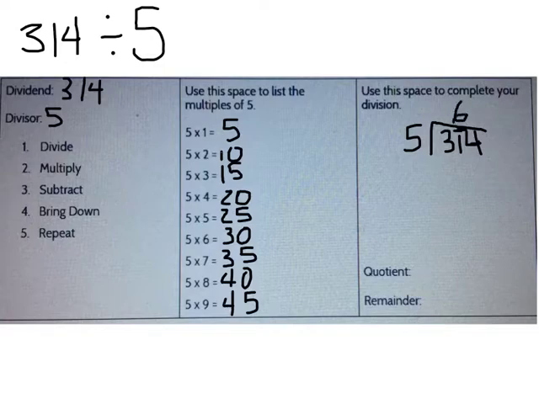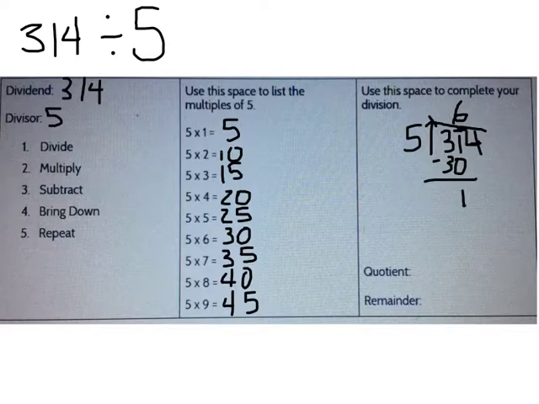31 divided by 5 is 6. Now that I know I can make 6 groups of 5 tens, I need to multiply 6 times 5 to see how many tens I used in my groups. What's 6 times 5? 6 times 5 is 30. Now, I need to subtract the 31 tens I started with minus the 30 tens that I used to see how many tens I have left over. What's 31 minus 30? 31 minus 30 is 1.